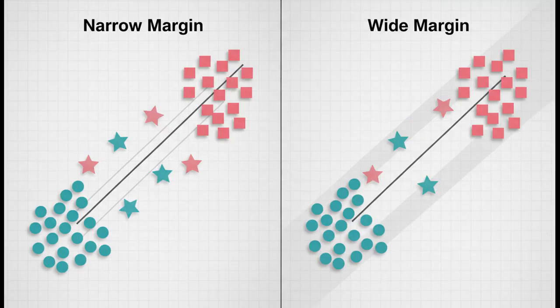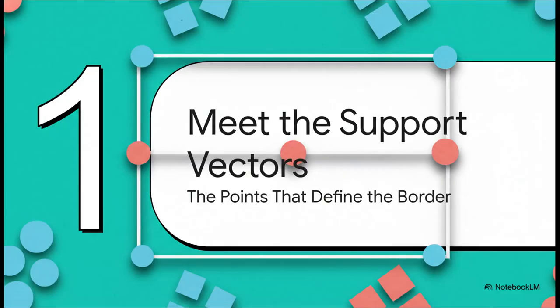So why are we so obsessed with making this margin, this street, as wide as possible? Well, it's pretty simple. A wider margin means our classifier is way less likely to get things wrong when it sees new data for the first time. It's more robust, it's more confident, and it's less likely to be thrown off by the specific data we use to train.